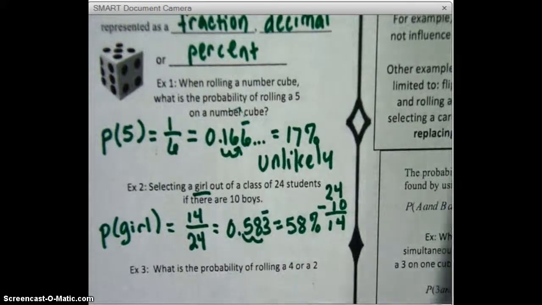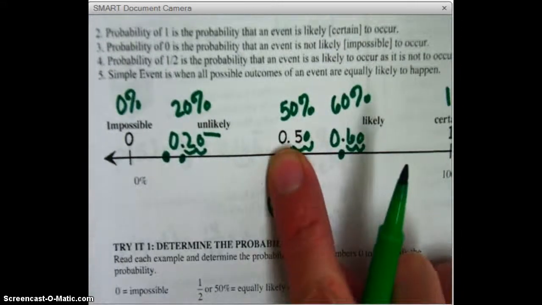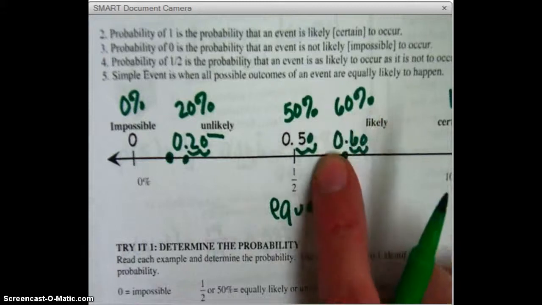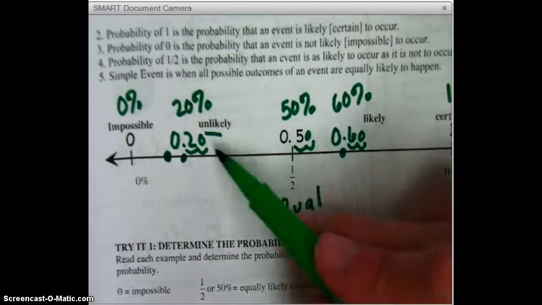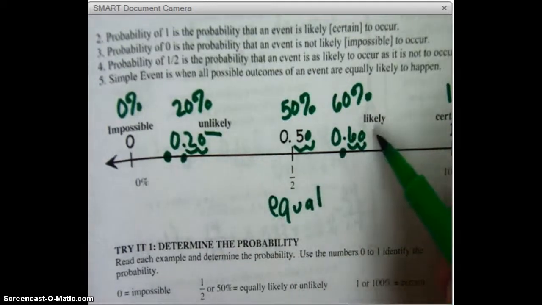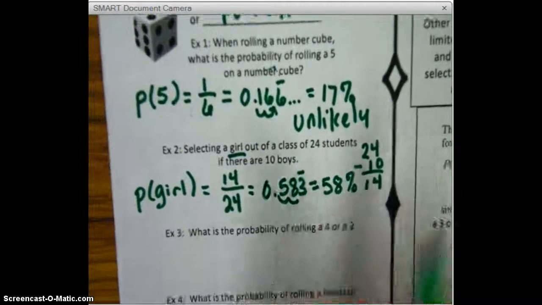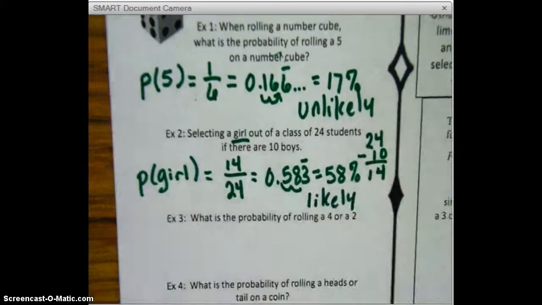Looking at your likelihood scale, 58%, here's 0.5, and here's 0.6, 50, 60. So 58% would be about right here. So it's not that it's equally likely, it's more likely going to happen than it's unlikely. It's not exactly equal, but it's pretty close. But on this one we're going to say it's more likely that you're going to pull a girl out of this class than you would a boy, because there are more girls. So we're going to call this one likely that you're going to pull a girl.